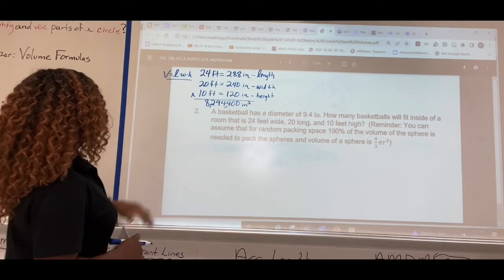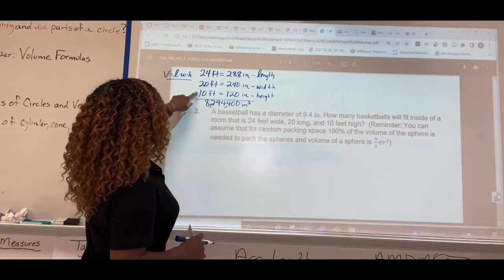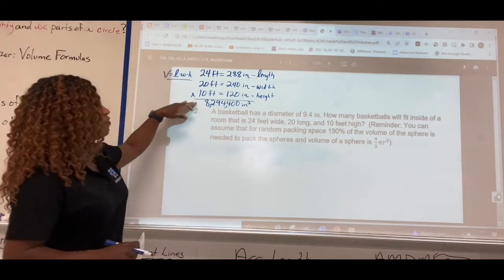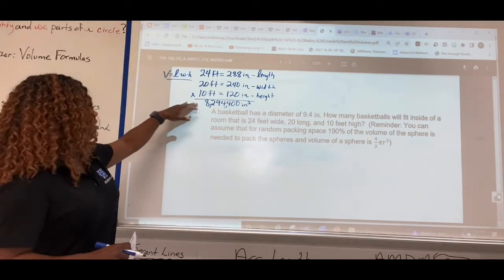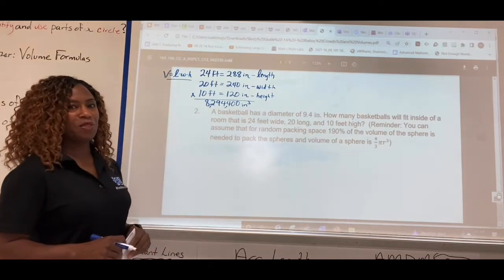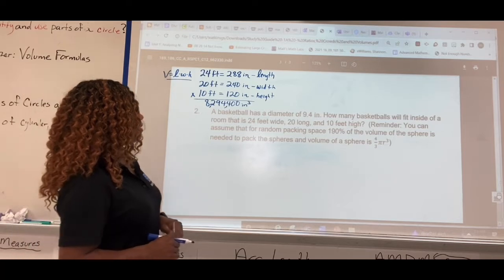So in this case, I've changed the 24, 20, and 10 feet into their inches, and I went ahead and multiplied them. So the volume of the room is going to be 8,294,400 cubic inches. Now let's take a look at this basketball.